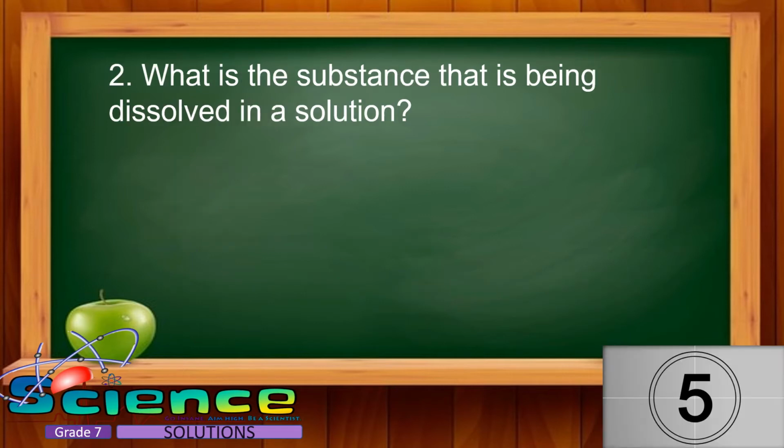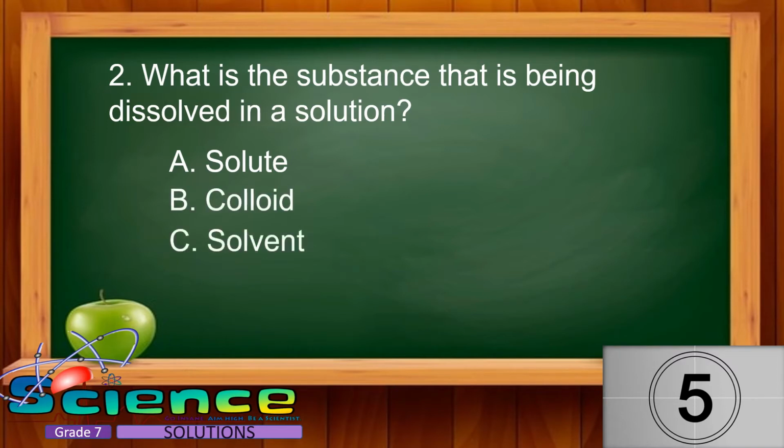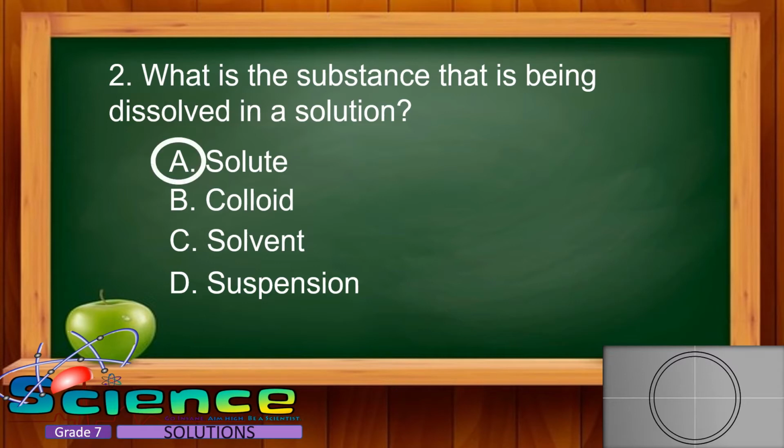Number 2. What is the substance that is being dissolved in a solution? A. Solute. B. Colloid. C. Solvent. D. Suspension. If your answer is letter A, you are correct.